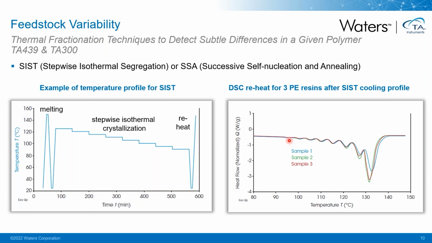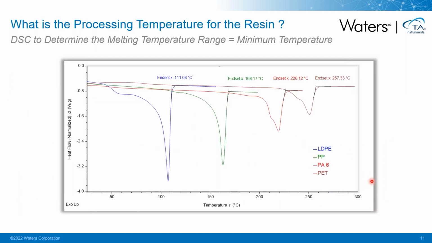And here you see that reheating experiment for the 3 different polyethylene resins after the SIST cooling. You can now see a lot of melting peaks instead of only one single. Every melting peak is associated with crystallization that takes place in one of the isothermal steps. And by now quantifying the ratio of the melting peaks with respect to each other, you can now clearly differentiate sample 1 from the others, but you can now also make a differentiation between sample 2 and sample 3.